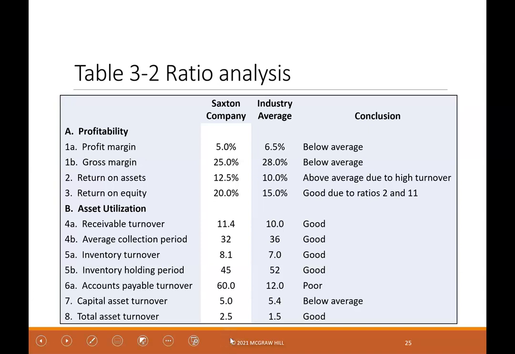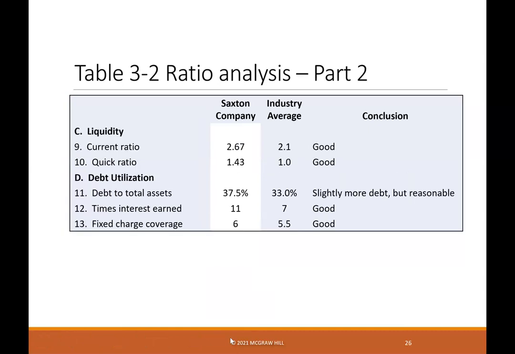And then total asset turnover is 2.5 to 1.5, so that's good. Our liquidity ratios are both above average, so that's good. And our debt utilization ratios, debt to total assets is slightly above the industry average, but it's still okay. Times interest earned is above average, and the fixed charge coverage is above average, so those are both good.